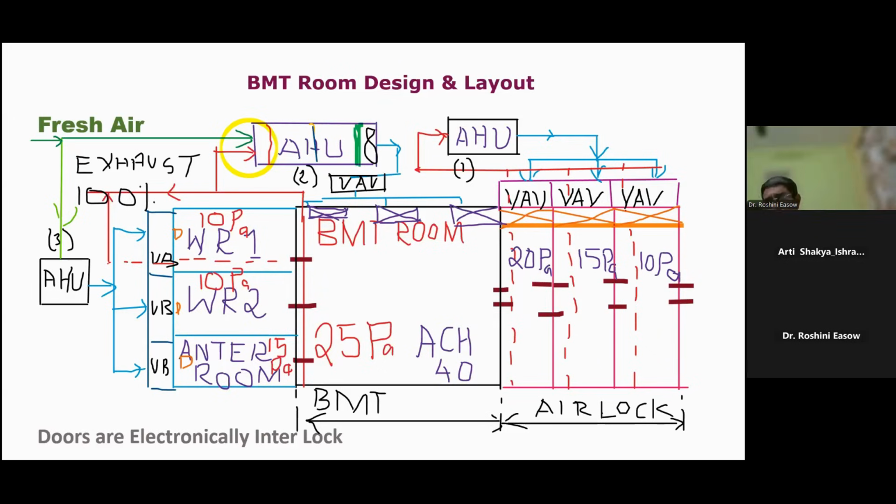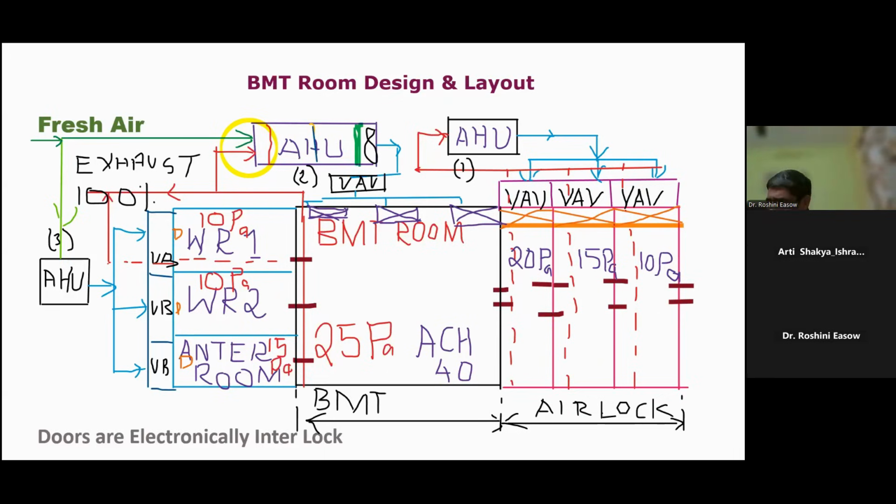One other AHU is for the differential pressure control, pressurization. Another AHU is 100% fresh air, where 100% of the air is getting changed, supplying washrooms 1, 2 and 3. And it is said there should be a minimum 15 Pascal difference, so that there is no chance of air coming from the washroom to the main core area. So you understand, and the doors are electronically interlocked.